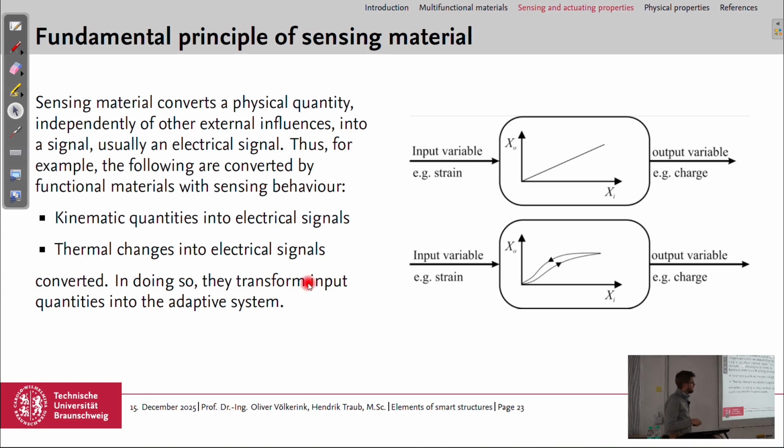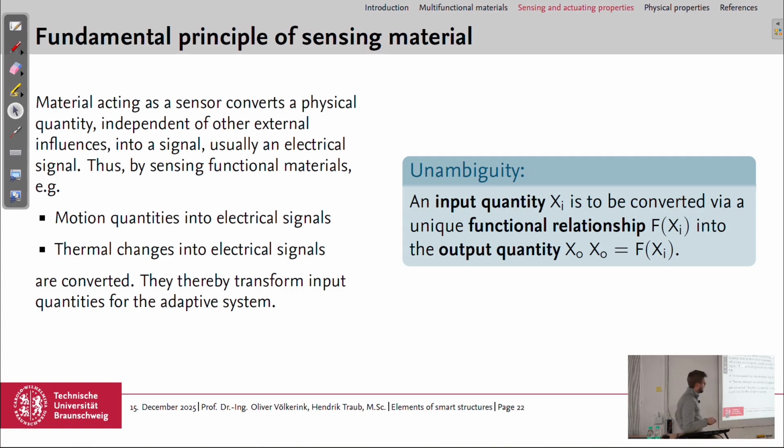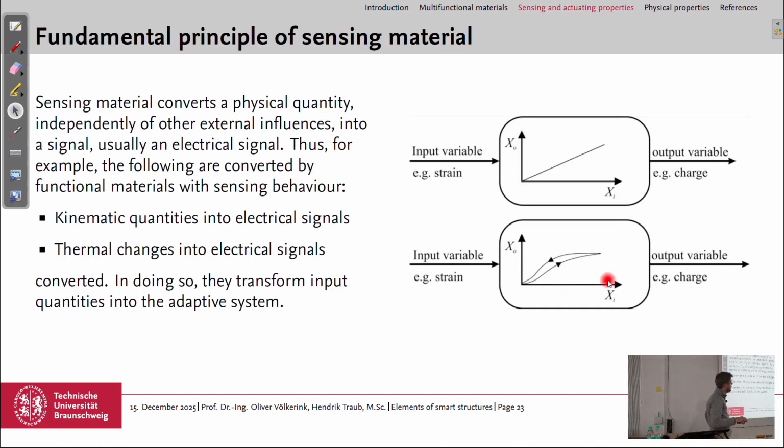In reality, we have more like this behavior. We have a kind of hysteresis, which leads to not a clear definition. So we have not a unique functional relationship, because if we look at, for example, one defined strain, depending on the history, we could have this electrical output or this electrical output. Do you have ideas where this imperfect behavior comes from?